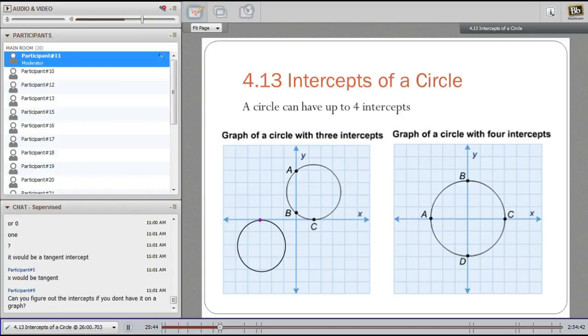So up to 4, but anything below that. A max of 4, but it could have 4, 3, 2, 1, or none. None would be like if the circle is just over here.